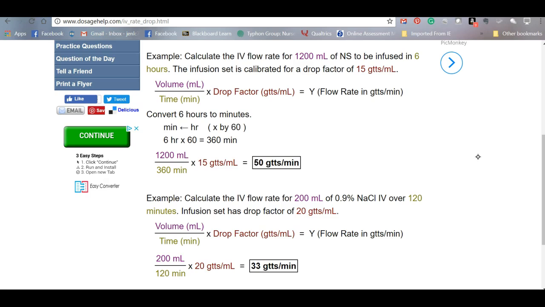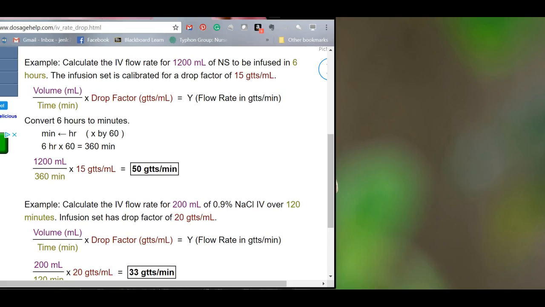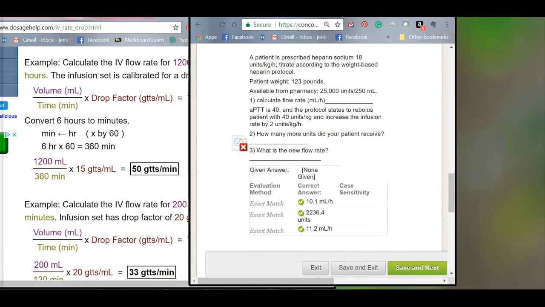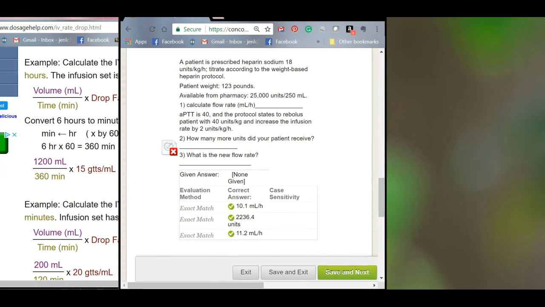So let me go ahead and get to the other screen here. Let's see if it'll let me. Okay. So this one's a little bit different here. This is the one where the patient's prescribed, there's a 3-section, 3 answers that you have to get to.